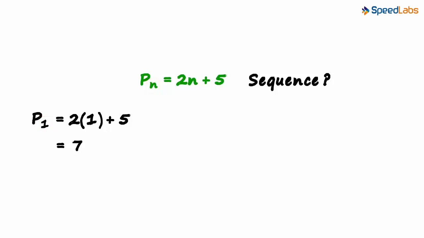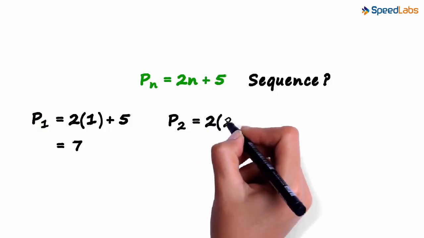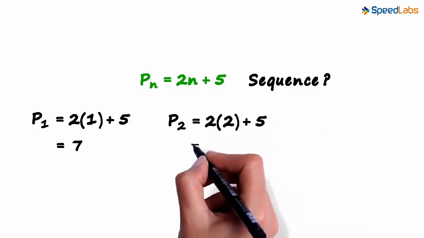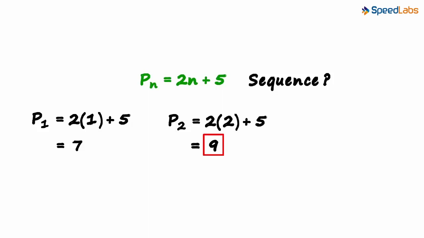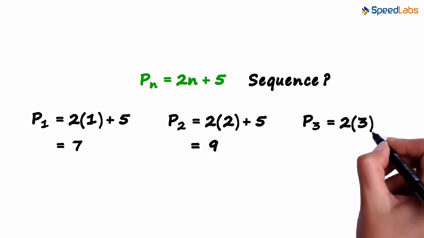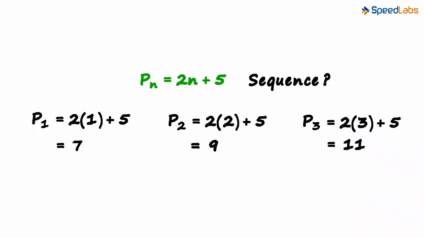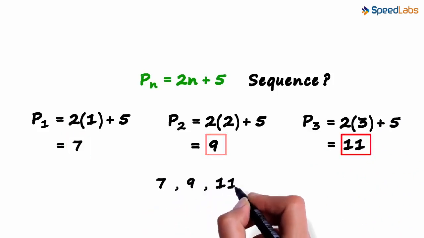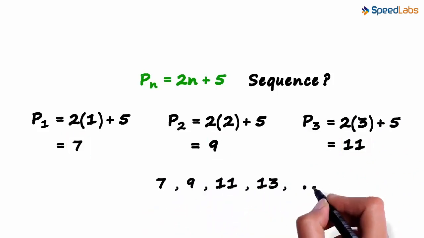Okay, what will be the second term, P2? It will equal 2 times 2 plus 5. That will equal 9. It is the second term of the sequence. And what will be P3? It will equal 2 times 3 plus 5, which equals 11. So the sequence will be 7, 9, 11, 13, and so on.